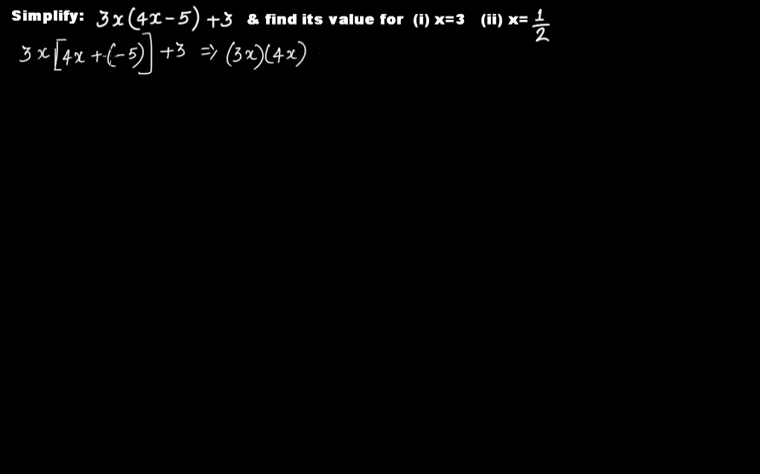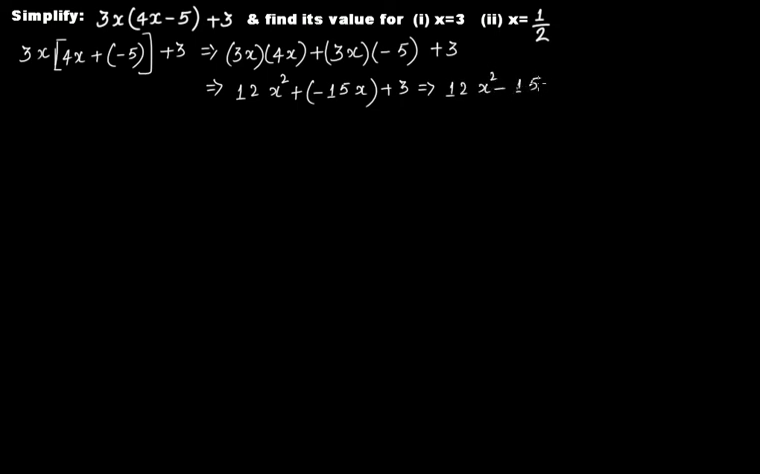If you simplify it, this is 3x multiplied by 4x. Then you have this plus sign. This is 3x multiplied by minus 5. And then you have plus 3. This gives you 3 times 4 is 12. x multiplied by x is x squared. 3 times minus 5 is minus 15, and you have x here, plus minus 15x and plus 3. If you open this bracket, you have 12x squared minus 15x plus 3.